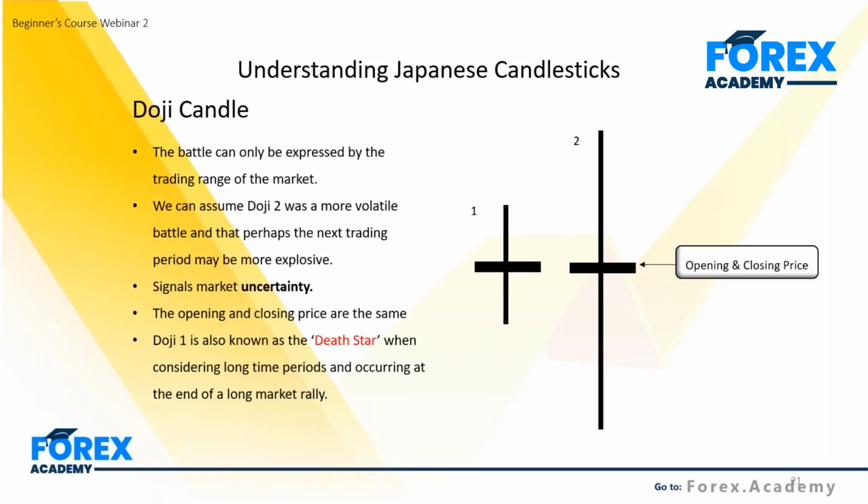So we have 1 and 2, and they're both doji candlesticks, and it's very important to point out that they're quite different in their signal. Why might that be? Well, the battle can only be expressed by the trading range of the market. That is the main difference. So which candlestick, 1 or 2, shows more volatility? It is of course candlestick number 2 here. We can assume doji 2 was a more volatile battle, and that perhaps the next trading period may be more explosive. Both of these candlesticks show uncertainty.